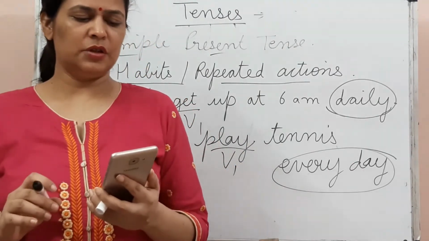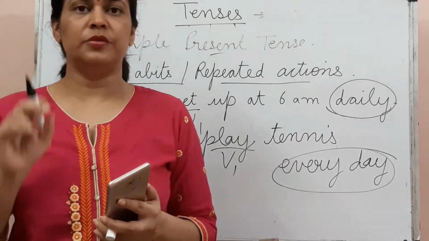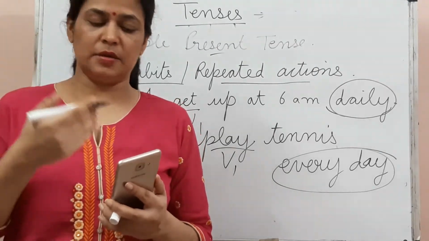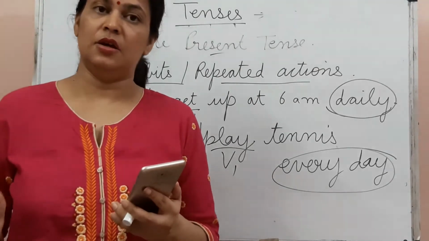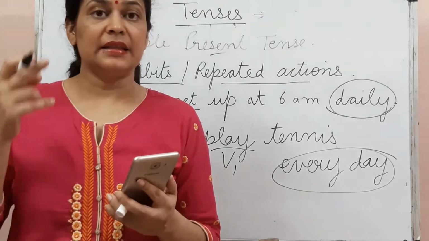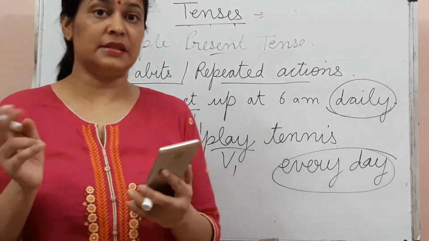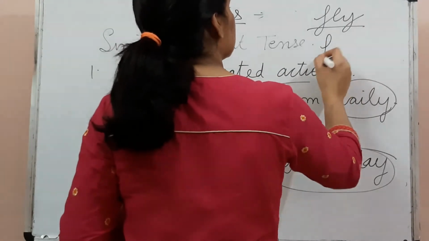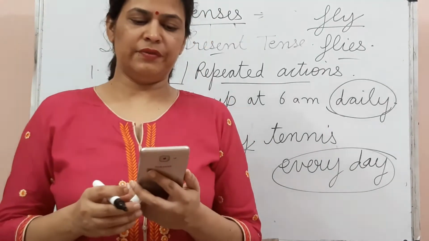More examples that are given in your book: I usually get up at 6 o'clock. Usually is telling that mostly, it is a repeated action. So we are using simple present tense. Another sentence given is Mr. Sinha often flies to Delhi. Often is an adverb, again telling you that it is a repeated action, and that is why we are using simple present tense. Mr. Sinha is singular, so flies. Fly is the root form, and what we are applying here is I-E-S, F-L-I-E-S, flies to Delhi. Okay, so often flies to Delhi.